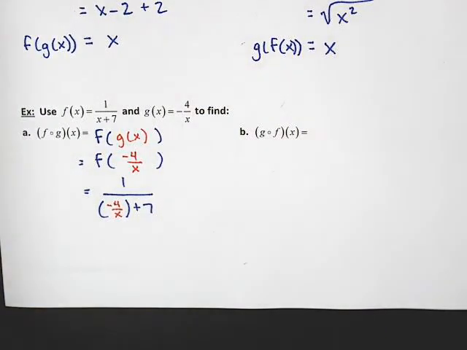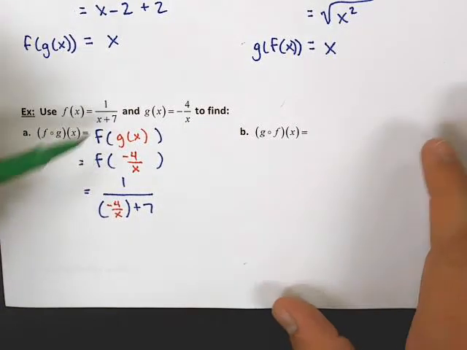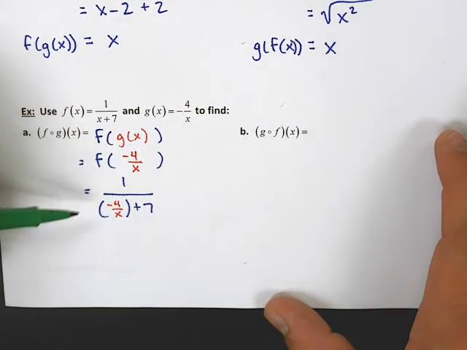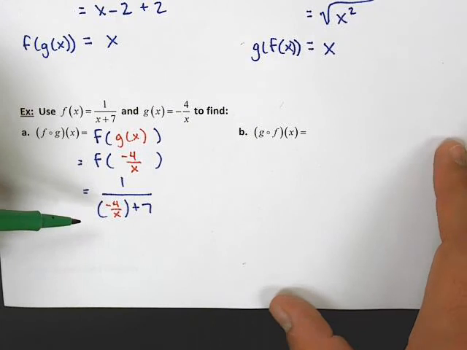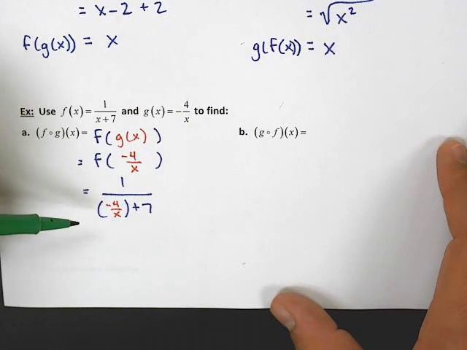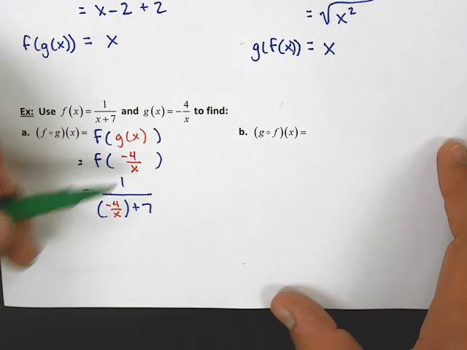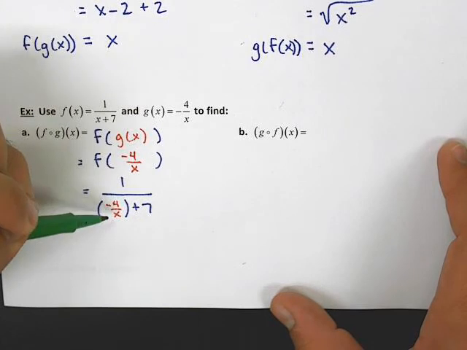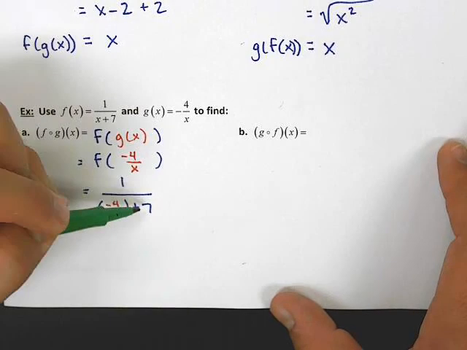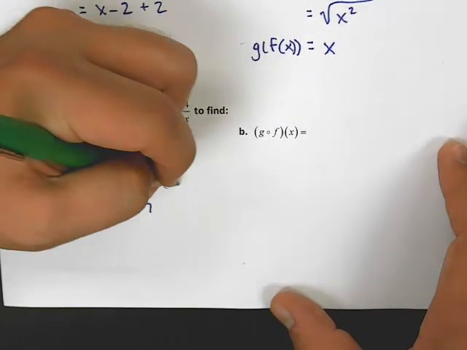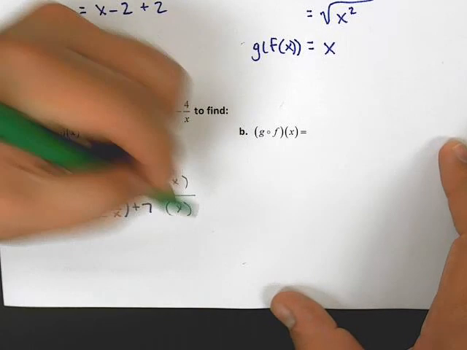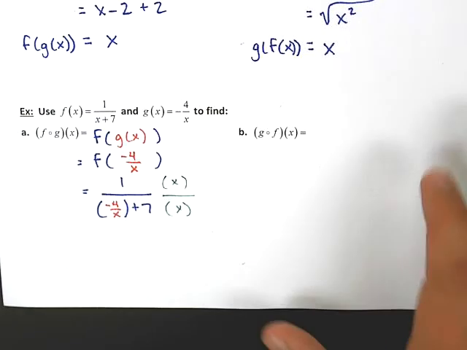At this point in time, guys, again, I would say I have a complex fraction. The easiest way to get rid of a complex fraction is to multiply both top and bottom by the common denominator. So the denominator is x. All right, so this one's nice and easy. x over x. And this is good.